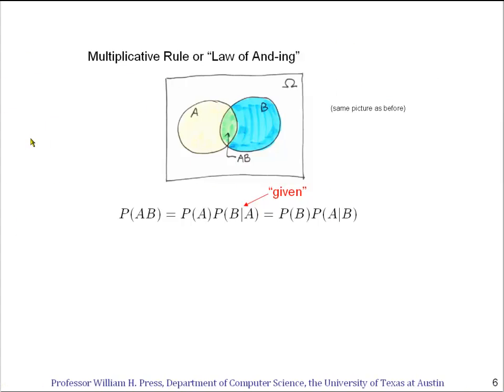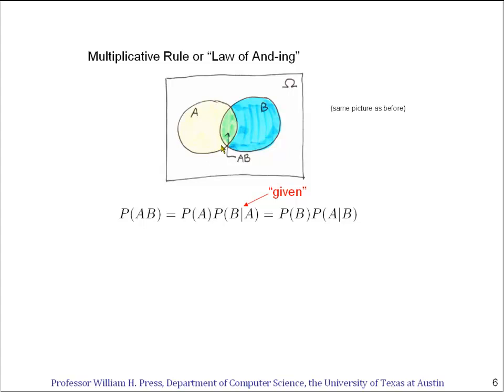What about the rule that's called the multiplicative rule? I call it the law of anding because it simply gives the formula for computing the and of two things here. Okay, so we want to know what is a formula that we can use to get the area of the green region here, the area of overlap between A and B.